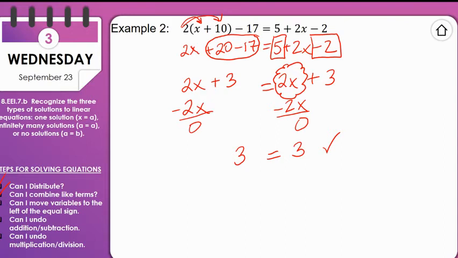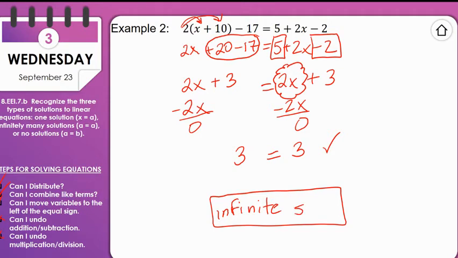But again, we're looking for a solution to the equation. I don't have a variable to say x is equal to a value. I'm left with a statement that is true and two values on both sides of the equal sign. I cannot undo addition or subtraction. I cannot undo multiplication or division. When you get to this step, this is a special type of equation where the solution is infinite solutions.